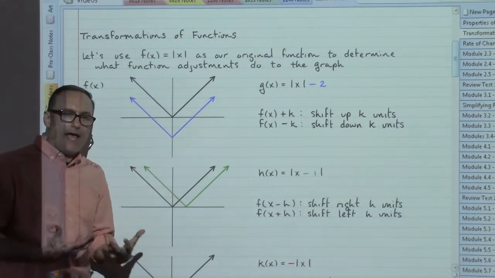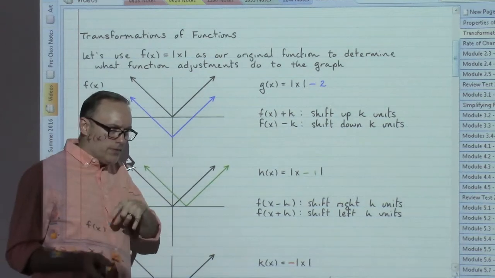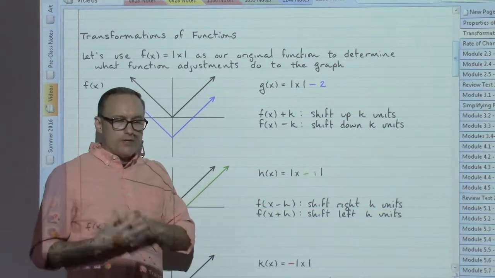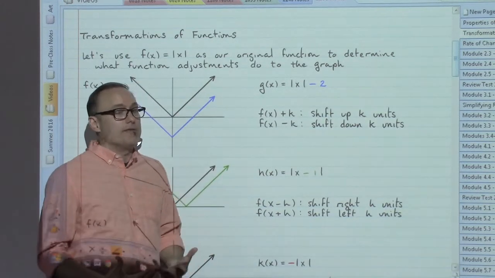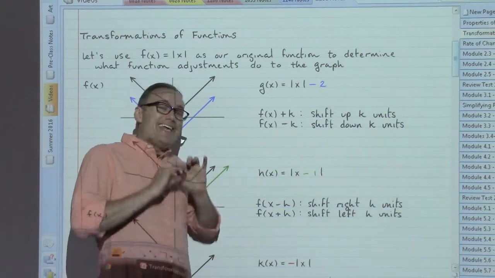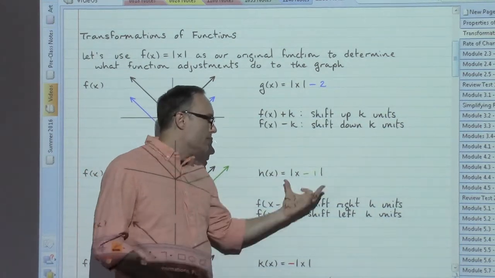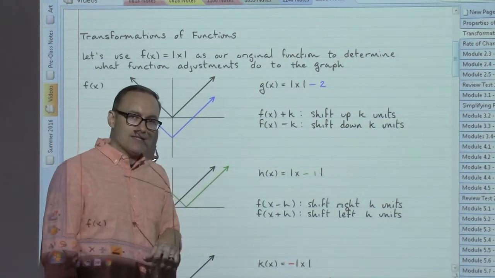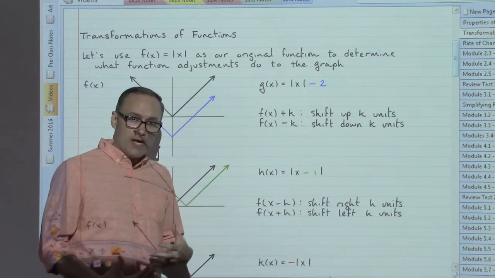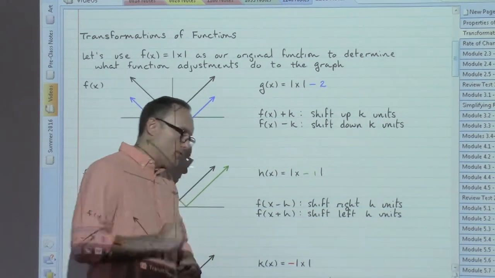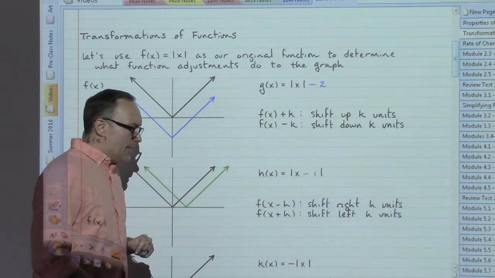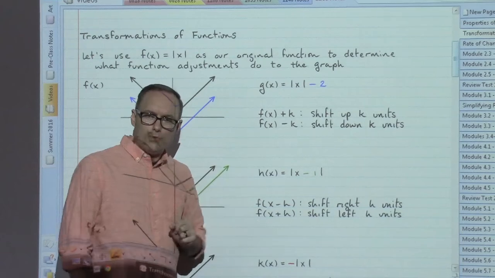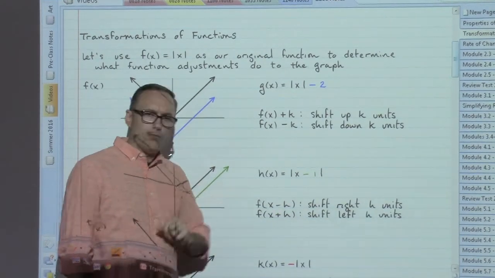If we take that idea of adding or subtracting and say, well, the other place that it could be, rather than out at the front or out at the back, outside of the original function, it could be inside of that original function. So inside of the absolute value bars, if we have adding or subtracting that's taken place, then there's going to be the other kind of shift, either to the left or to the right. This one is, if we are subtracting, we go to the right. If we are adding, we go to the left.